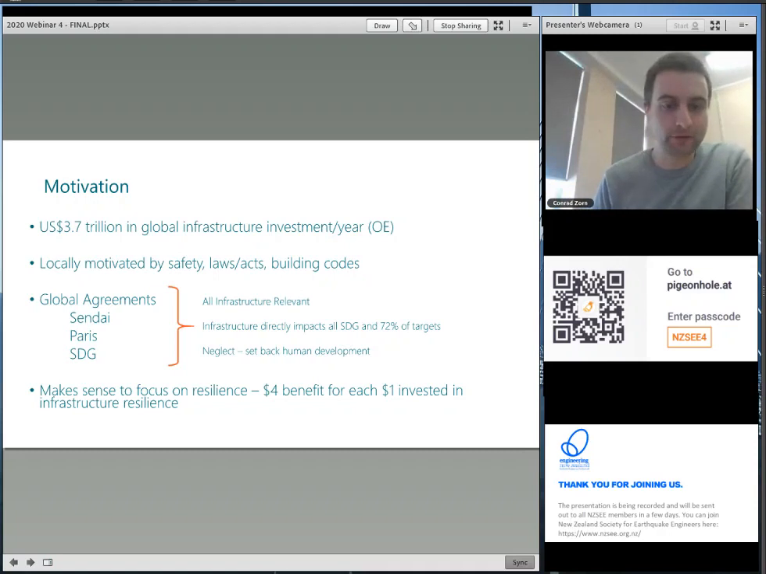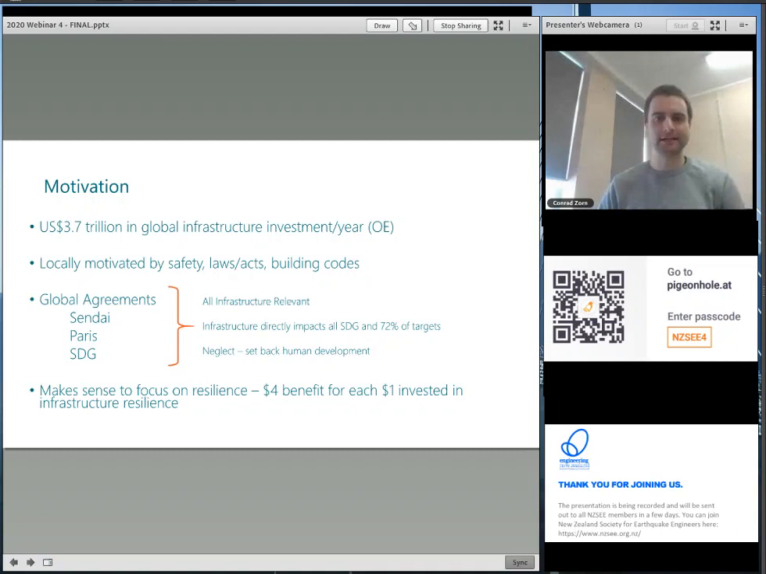Infrastructure directly impacts all of those, and 72% of the targets that are nested within these goals. So not obviously always positive effect. A coal power plant, for example, can have positive and negative effects. Same with a greenfield construction, say, or a road, or if you're urbanizing in a highly hazardous area. And so neglecting a lot of these things, whether you're doing it consciously or not, can have a setback on human development around the world.